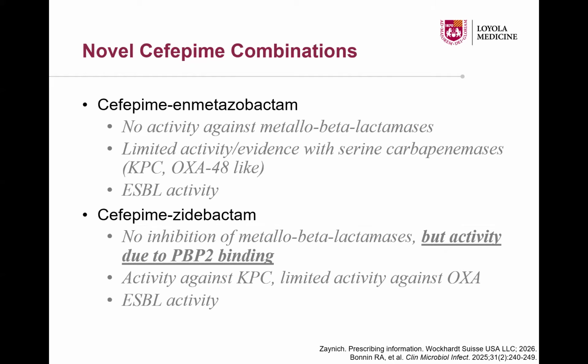So cefepime and enmetazobactam has no activity against metallo-beta-lactamases, limited activity against serine carbapenemases, and really its niche use is the ESBL activity. I have not heard of a lot of uptake of cefepime and enmetazobactam. I'd be curious by show of hands if anyone has used it. That's what I thought. So not a commonly used drug. Again, it is in our repertoire potentially as a carbapenem-sparing ESBL active drug, but at this time, not a whole lot of uptake. Cefepime-zidibactam, on the other hand, does have that broader spectrum of activity. It's going to be active against KPC, still active against OXA, but then importantly, it's going to be an option potentially against metallo-beta-lactamase producing organisms.